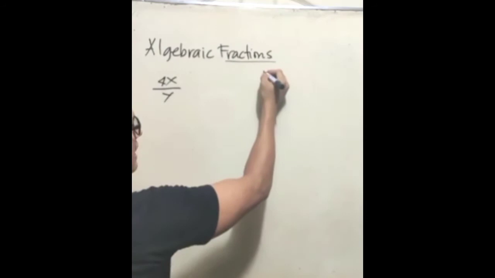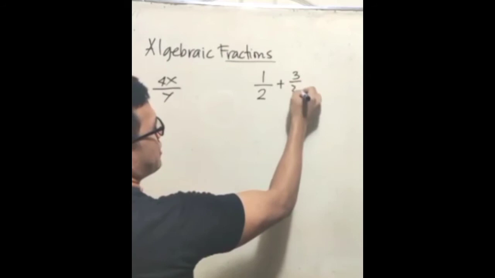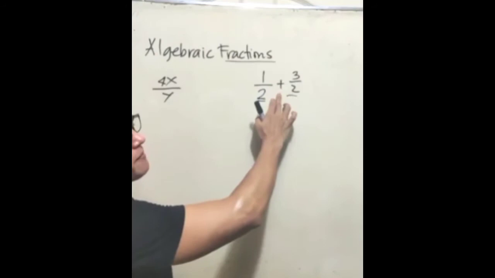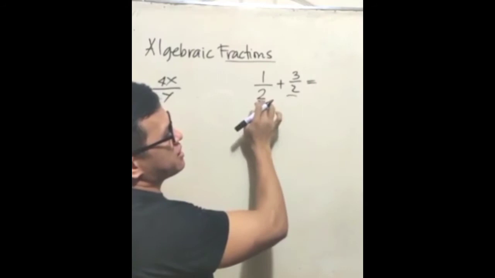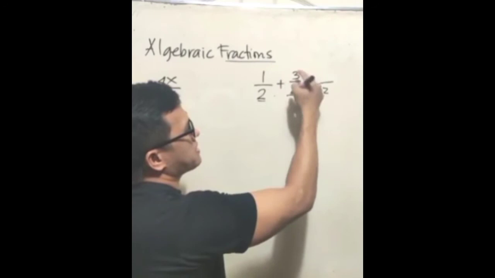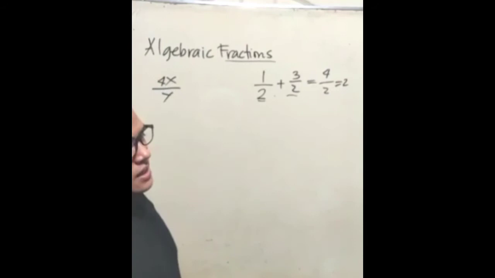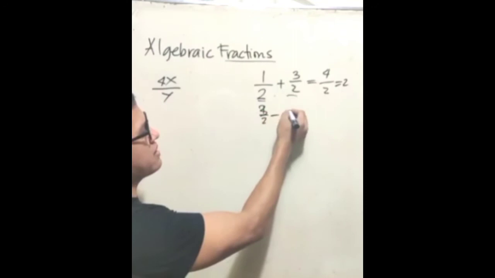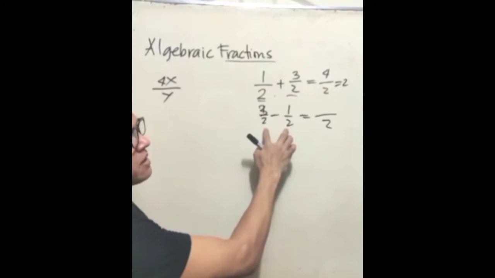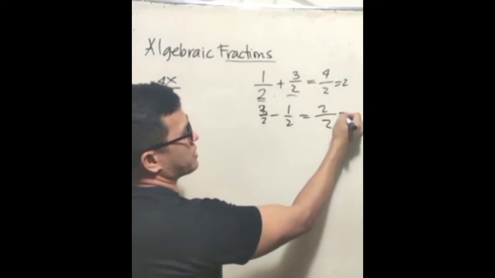Addition of fractions with the same denominator, like 1/2 plus 3/2: this is true for addition and subtraction. Just copy the denominator and add the numerators, so 1 plus 3 is 4, and 4 over 2 is just 2. If it's minus, like 3 over 2 minus 1/2, copy the denominator 2 and subtract the numerators: 3 minus 1 is 2, and 2 divided by 2 is 1.